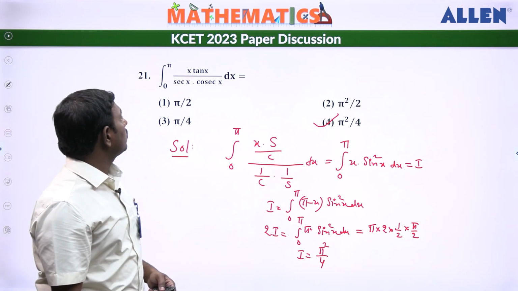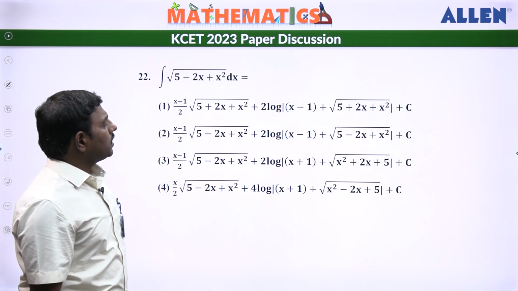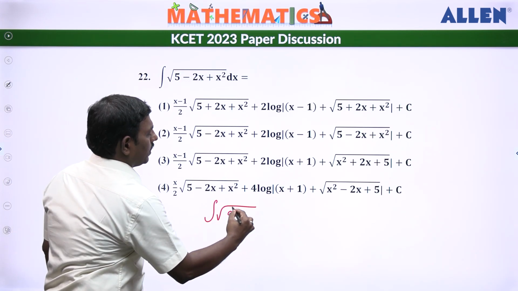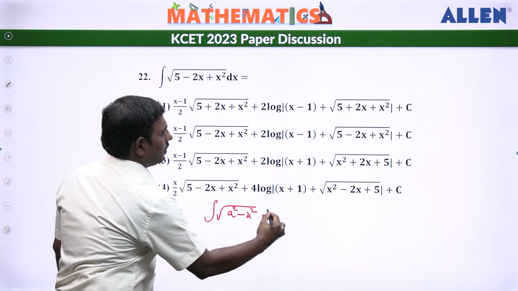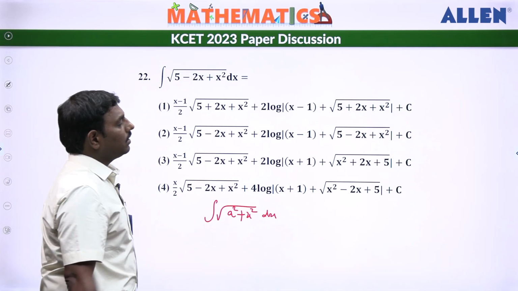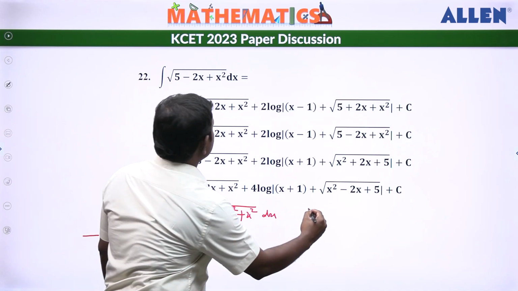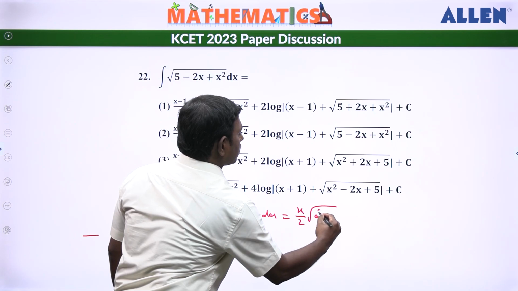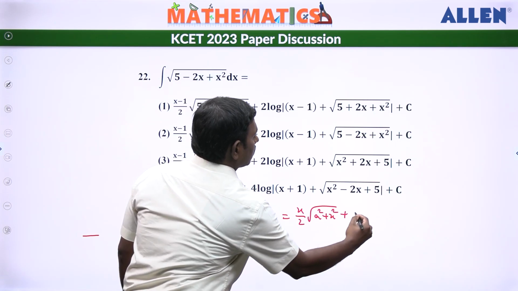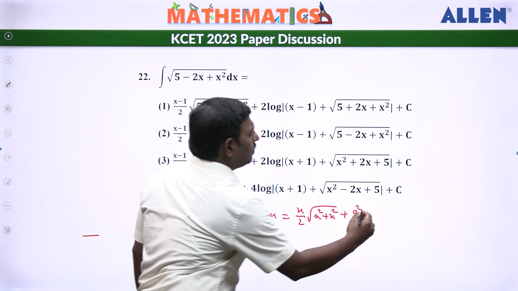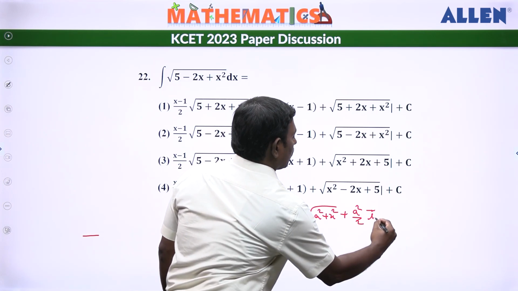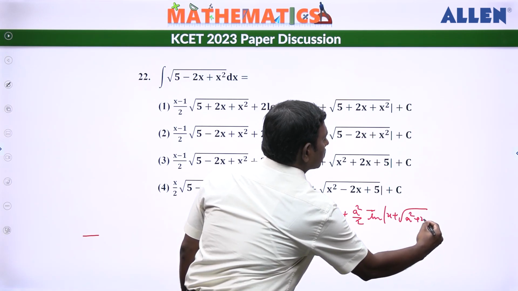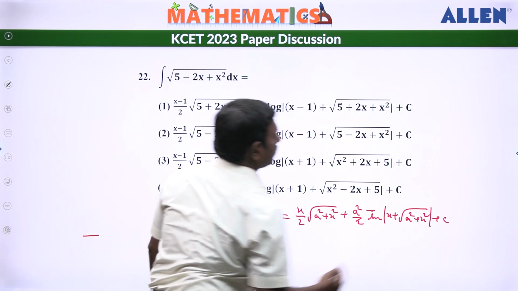Okay. So, now I am moving to question number 22. Question number 22 is a direct form, integral root over a square minus x square formula or root over a square plus x square formula. So, we have to apply it. The given question can be written as x by 2 into root over a square plus x square plus a square by 2 into ln modulus of x plus root over a square plus x square plus constant.